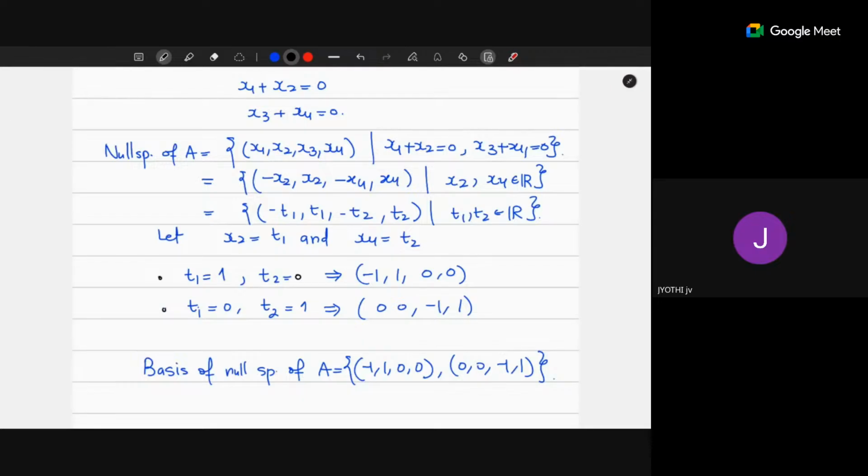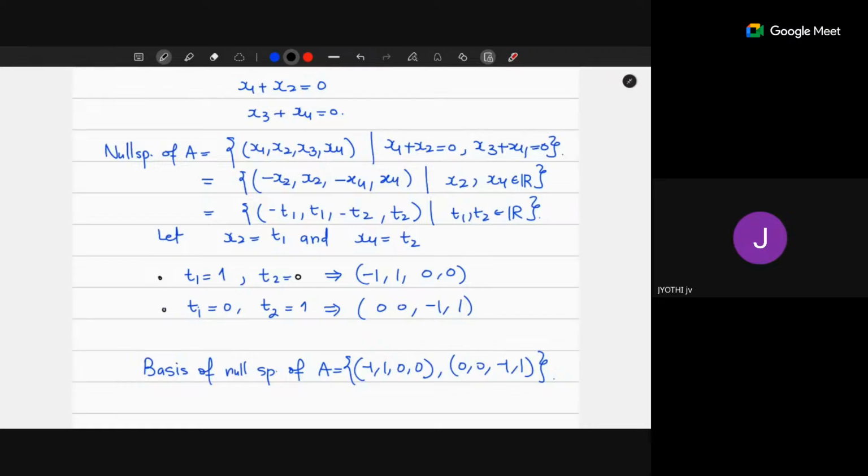But for simplicity, we are taking 1 and 0 and 0 and 1, to get some simpler basis. Why I'm asking is here T1 and T2 are negative values. In the previous example you have taken minus 1 and 1 only. For example, if you take T1, T2 both equal to 0, then in that case you will get the 0 vector only. So that won't give you the basis.